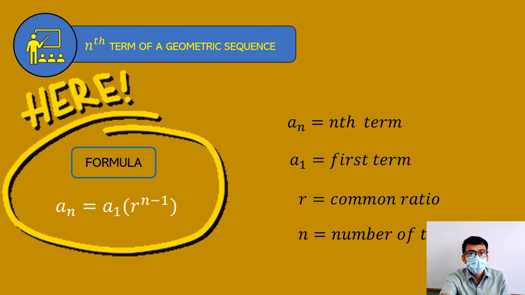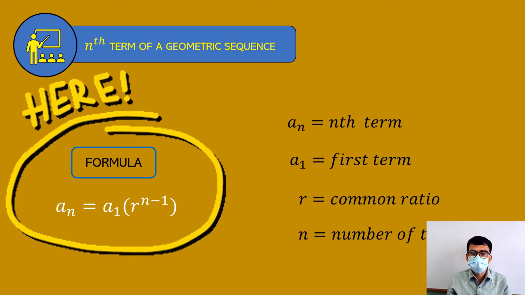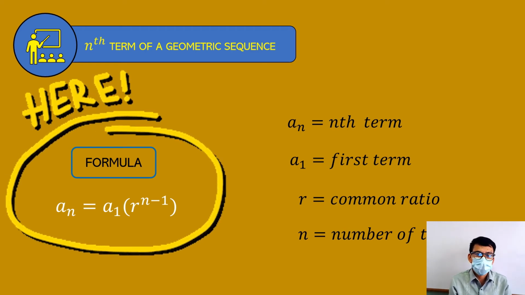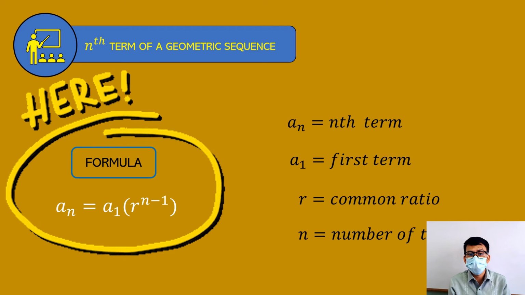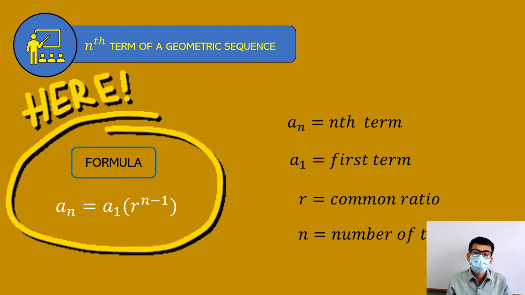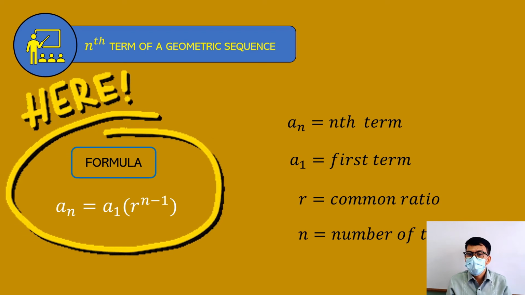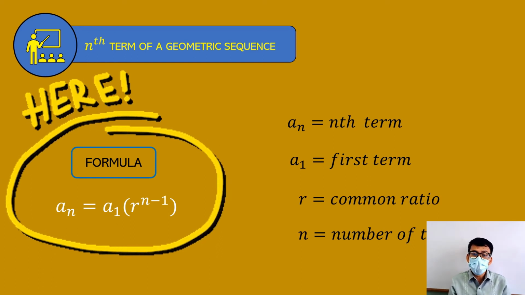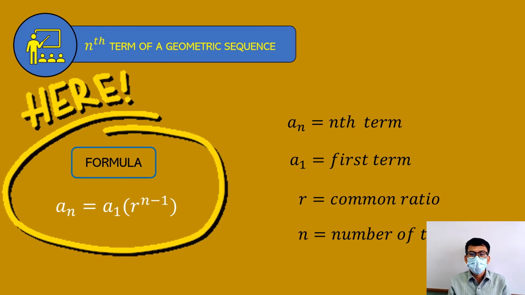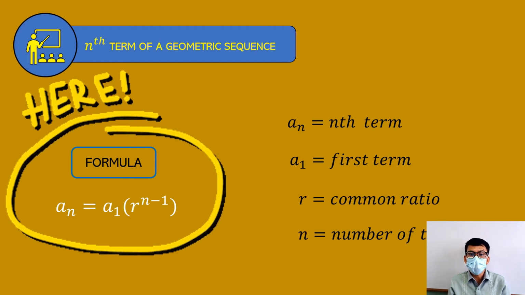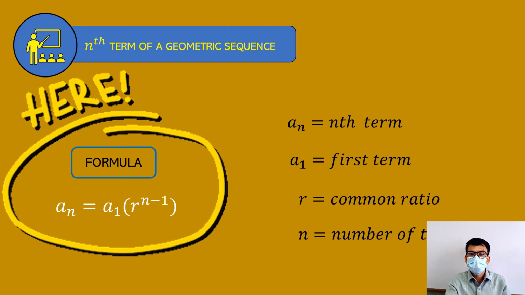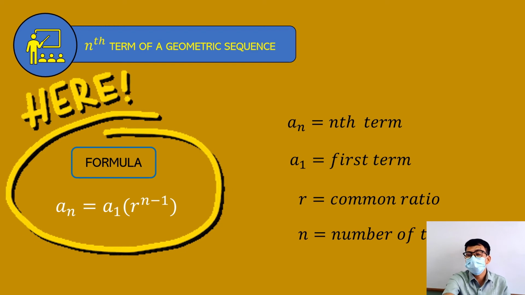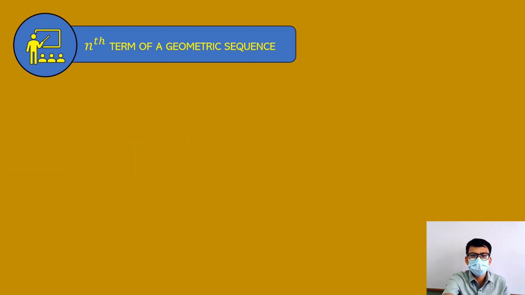Okay, so how do we find the nth term of a geometric sequence? I will be giving you directly the formula here. a sub n equals a sub 1 times r to the power n minus 1, where a sub n is the nth term, a sub 1 is the first term, r is the common ratio, and n is the number of terms. You need all those things to be able to solve for the nth term of a geometric sequence. Okay, let's do examples.